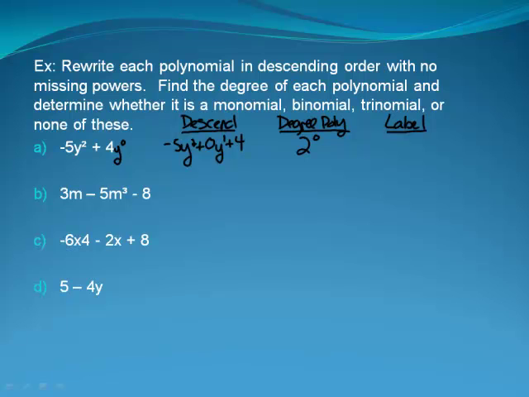And now in terms of label, what we're interested in labeling is the label of the original polynomial before we put in any missing powers. So we want to look at the original problem here.